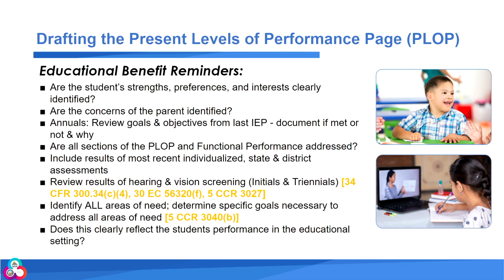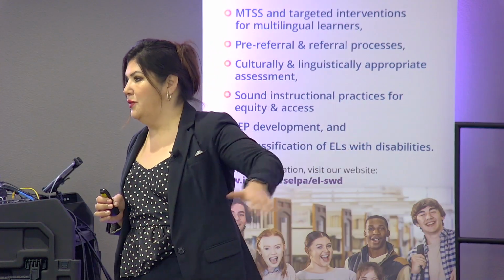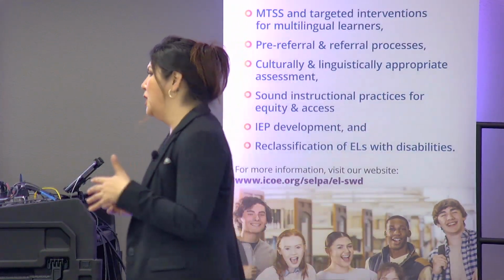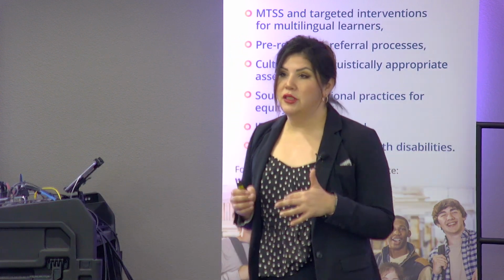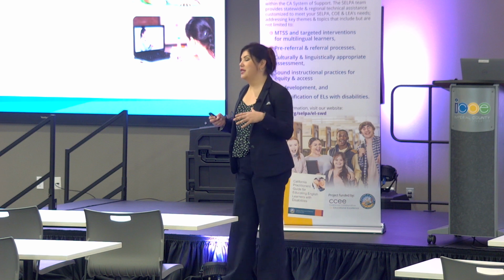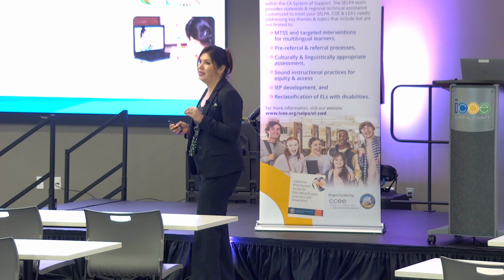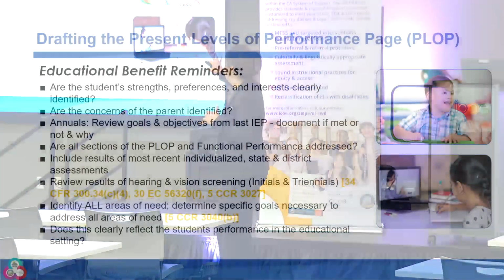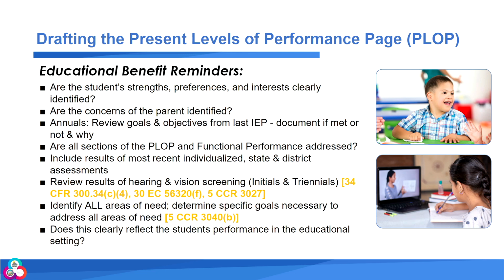After we've collected information from the parent, and remember that we talked about assessment data in our previous sessions, right? You've ensured that you've given assessment that is culturally and linguistically appropriate for students based on where they are, who they are. You have that data that is driving the development of the IEP, specifically our present levels. So when we are drafting the present levels of performance, here are a few reminders to support you in the development of these. Strengths, preferences, and are they clearly identified?